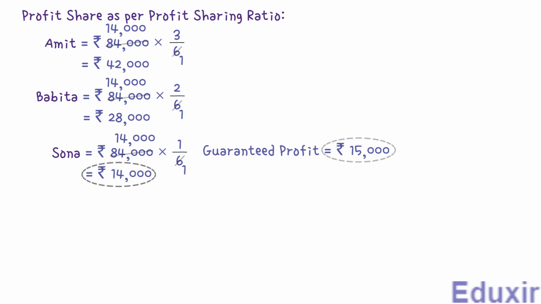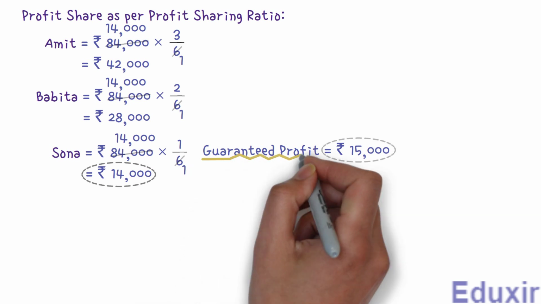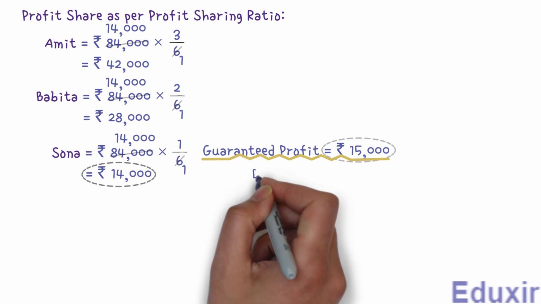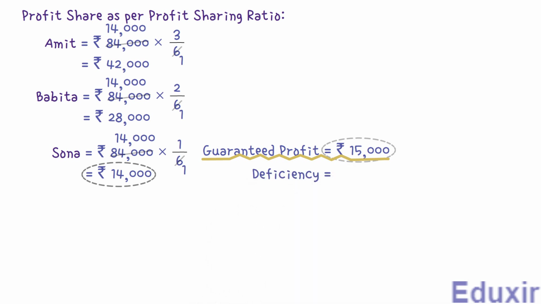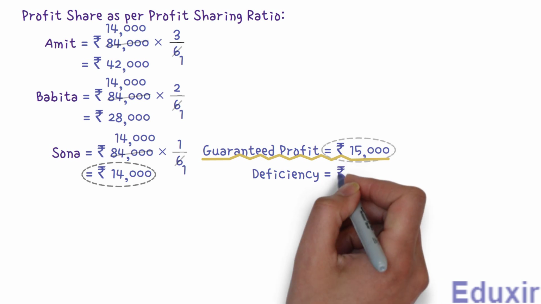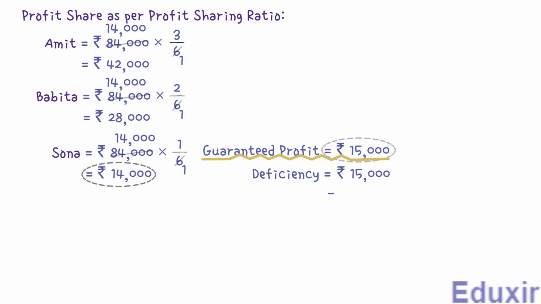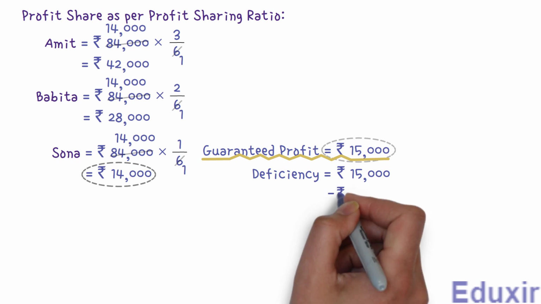So, we need to find the difference and adjust it from the share of profit of other partners. In other words, we will reduce the other partner's share of profit and adjust that amount to Sona's share of profit so that Sona would get the guaranteed profit amount of 15,000 rupees. By the way, we call this difference in the profit share amount as deficiency. So the deficiency of Sona's profit share is her guaranteed profit amount of 15,000 rupees minus her calculated profit share as per the profit sharing ratio, which is 14,000 rupees.